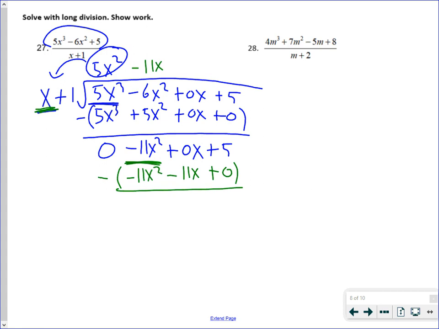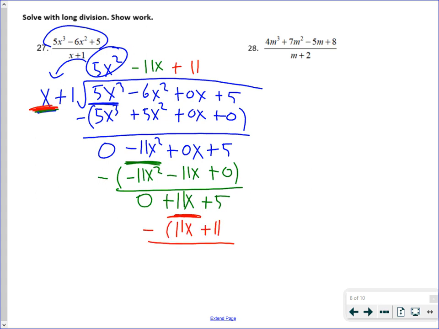Negative 11x squared minus negative 11x squared is going to be 0. 0 minus negative 11x is the same thing as 0 plus positive 11x, which is 11x. Then 5 minus 0 is just a positive 5. Now, one last time, we're going to see how many times x goes into the first term in the latest polynomial, or in other words, x times what gives us 11x. That's just 11. 11 times x is 11x. 11 times 1 is 11.